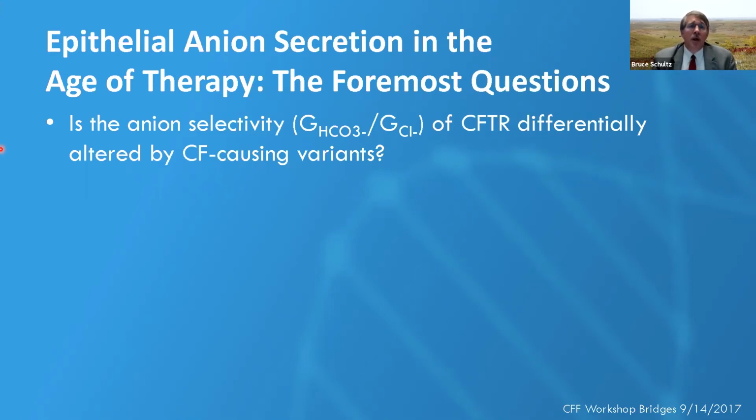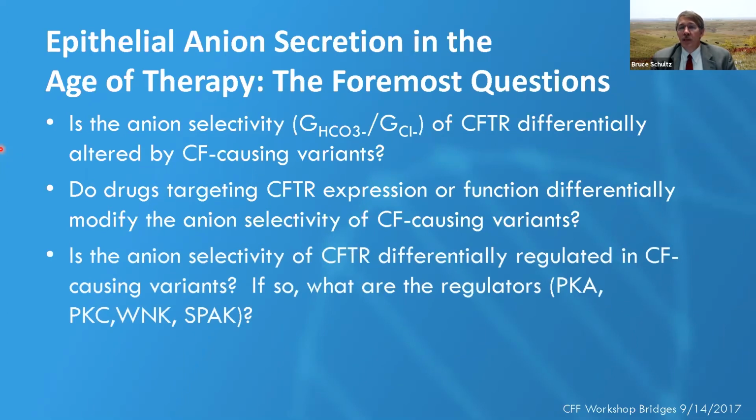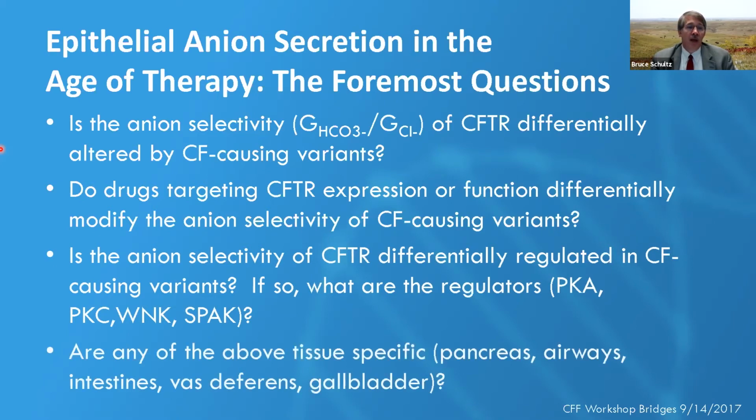And then building on this ratio of conductance due to bicarbonate relative to chloride, do drugs targeting the therapy of CF and targeting CFTR differentially modify this selectivity ratio? Knowing that more recently we've seen that different second messenger pathways can perhaps modify the chloride to bicarbonate conductance ratios, can these be targeted, and do they in fact change the conductance? And finally, are any of the above phenomena tissue specific? For example, do we see different pathways or different regulation in the pancreas relative to airway, intestines, vas deferens, etc.?